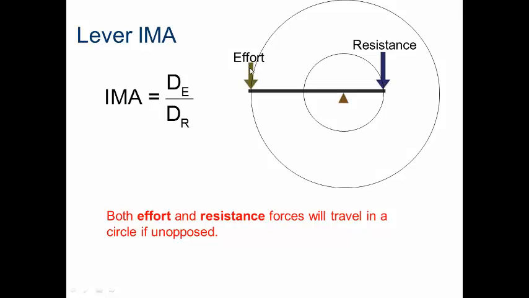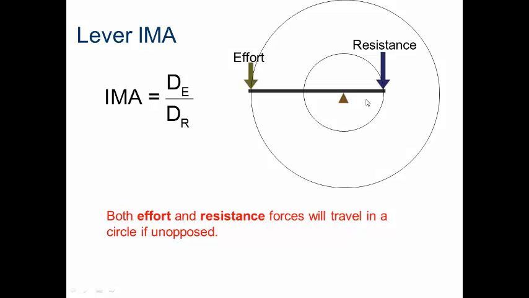If I want to define that ideal mechanical advantage, it's the distance from the effort to the fulcrum over the distance from the resistance to the fulcrum. If I were to just apply the effort force, if there was no resistance, the effort would just cause the lever to pivot in a circle. By the same token, if there was no effort force, the resistance would just cause this lever to rotate clockwise around the fulcrum.